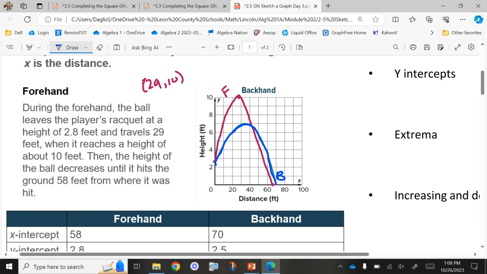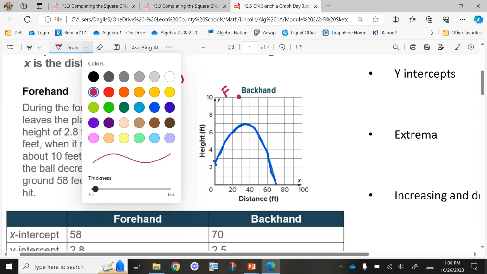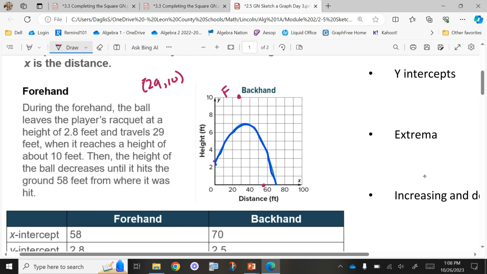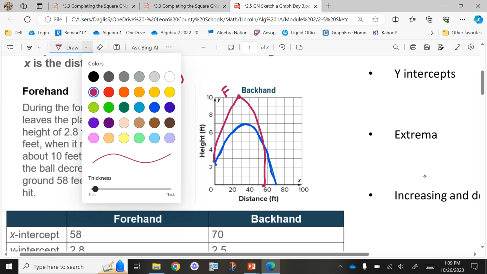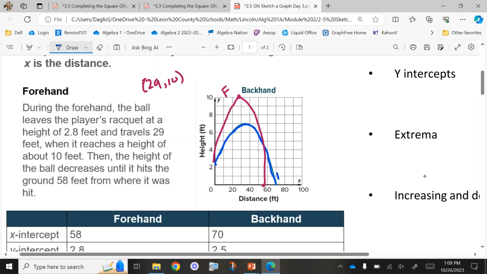Excuse me. It should be before the 60. Thank you. Sorry. You are right. Yep, it should be before the 60. There we go. There we go. And then here's my backhand. All right, thank you.